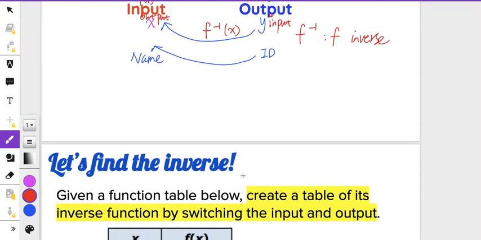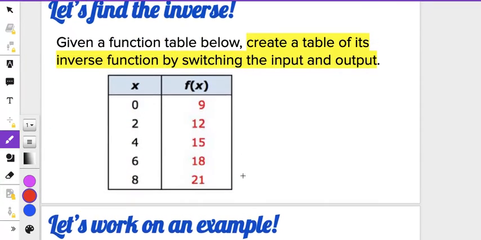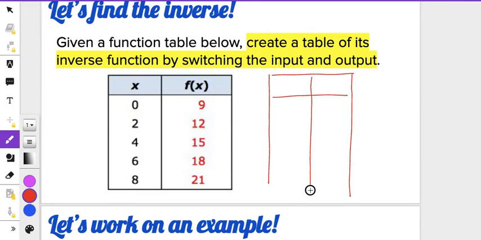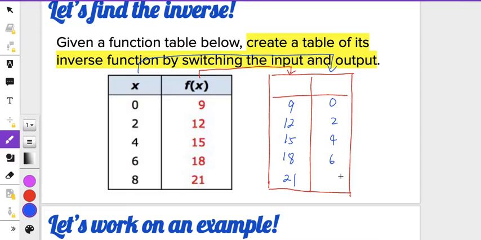So let's quickly check one example here. Now I have a function table. As you can see, we have different values of x matching to different values of y. How can we create an inverse function table for this one? As we mentioned before, for an inverse function we switch the position of x and y. My original output becomes my input, and my original input becomes my output. So the input here is 9, 12, 15, 18, 21, and they match to the original input, which now becomes my output.